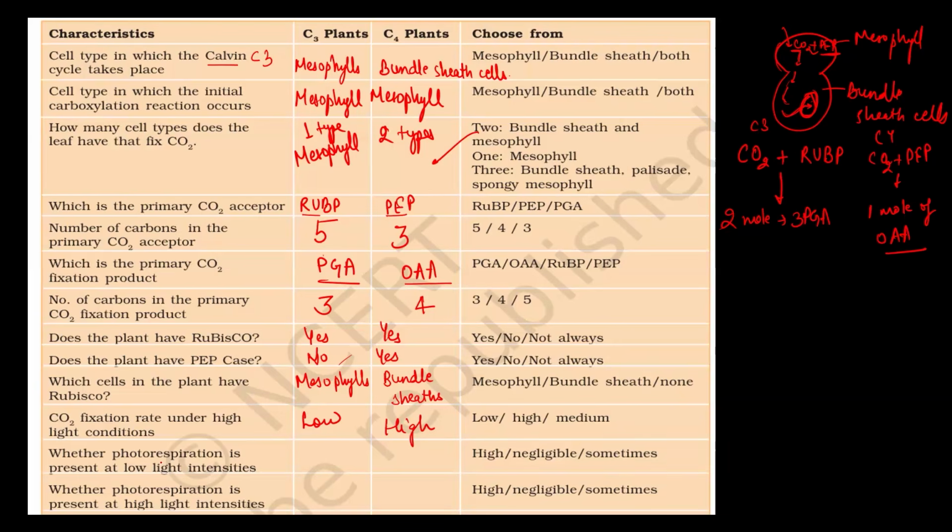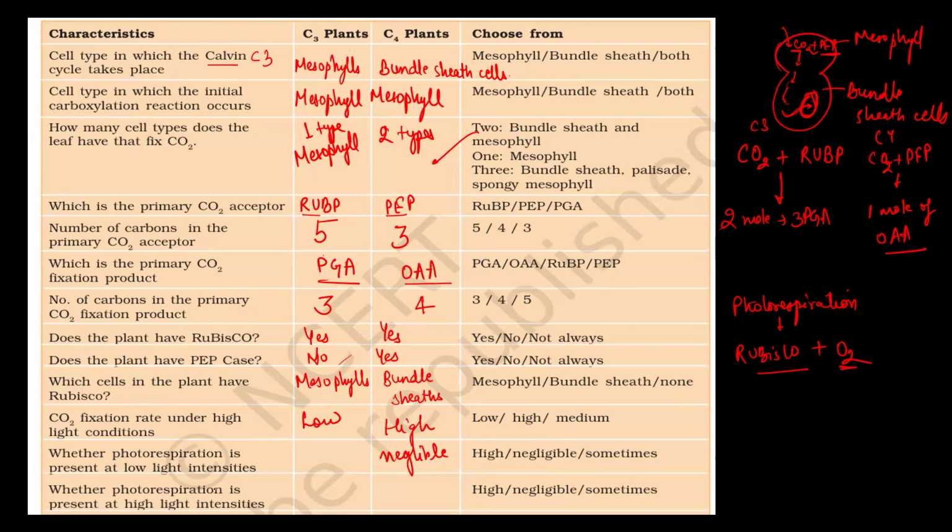Now the next point is whether photorespiration is present at low light intensities. So when does photorespiration occur? Photorespiration occurs when rubisco binds to O2, right? It occurs when this enzyme binds to oxygen. But we know that in the case of C4 plants, rubisco does not get any oxygen to bind, right? So even if light intensity is low or high, this C4 plant will never undergo photorespiration. Here it will be negligible.